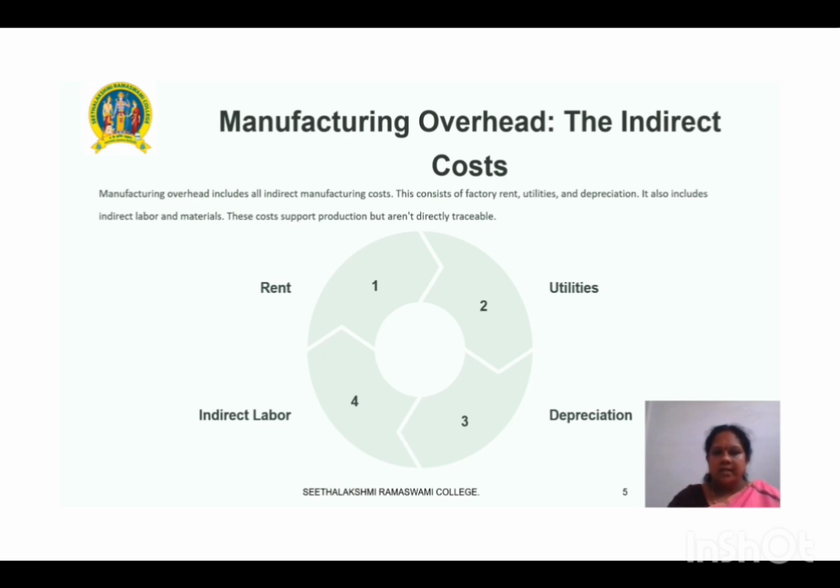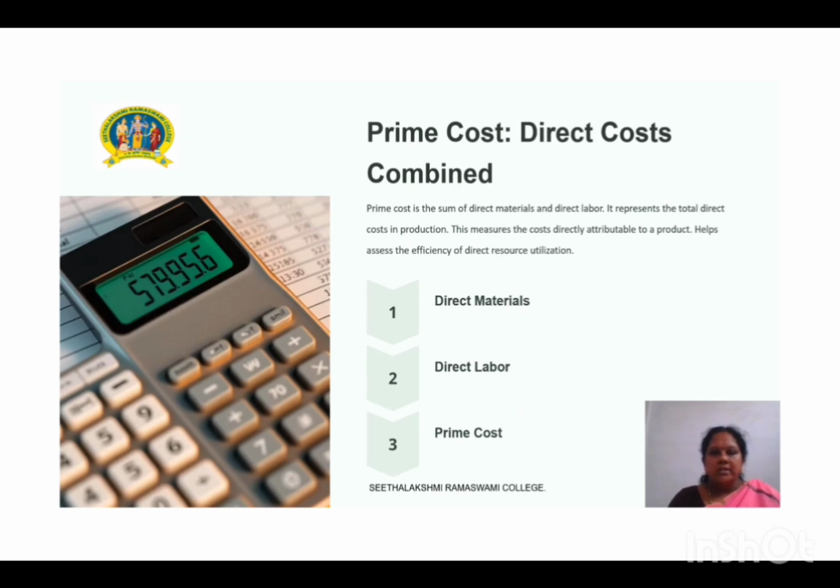Next, we see the prime cost, that is direct cost combined. The sum of direct cost, that is direct material and direct labor, represents the total direct cost in production and helps assess resource utilization efficiency.